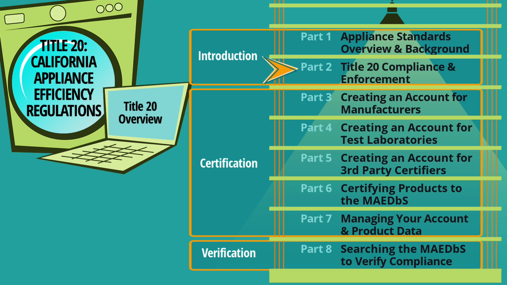Parts 1 and 2 provide an overview of the California Appliance Efficiency Regulations, also known as Title 20, and what's involved in the compliance process. Parts 3 through 7 show how different market actors can use the compliance database, including creating an account and certifying products. Part 8, the last video in the series, shows how you can search the compliance database to verify that products comply.